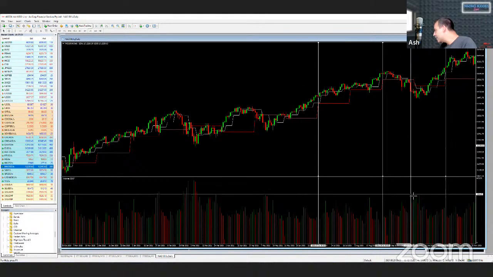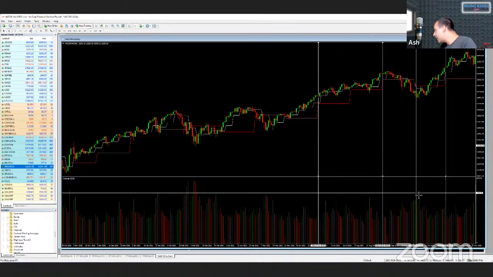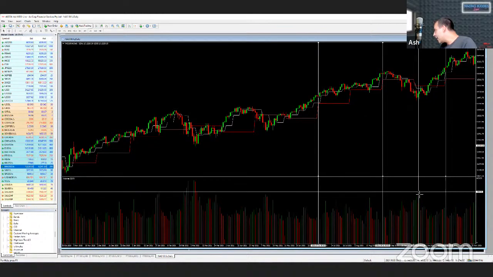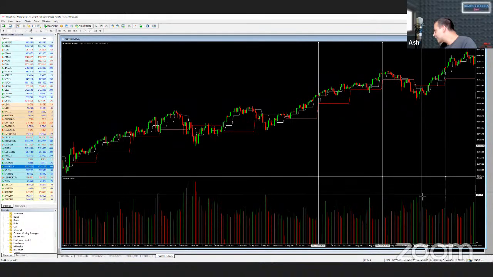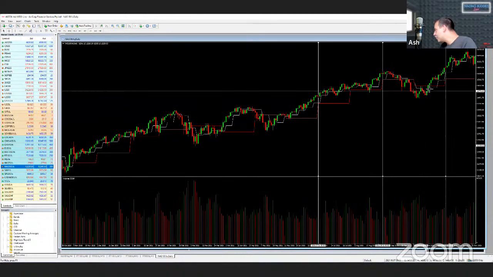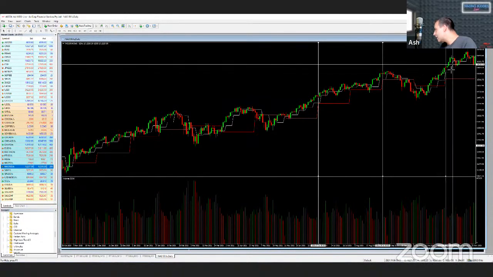Then there's even further volume spikes to the downside here, and again you get this hold on the highest volume bar. That's the hold, and that preceded another run to the upside.